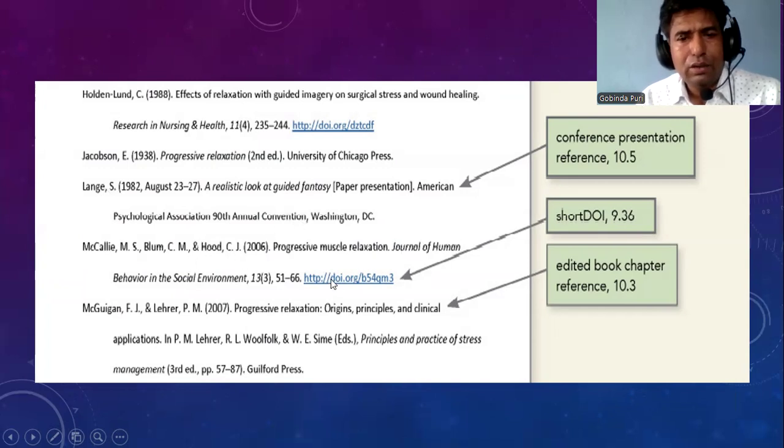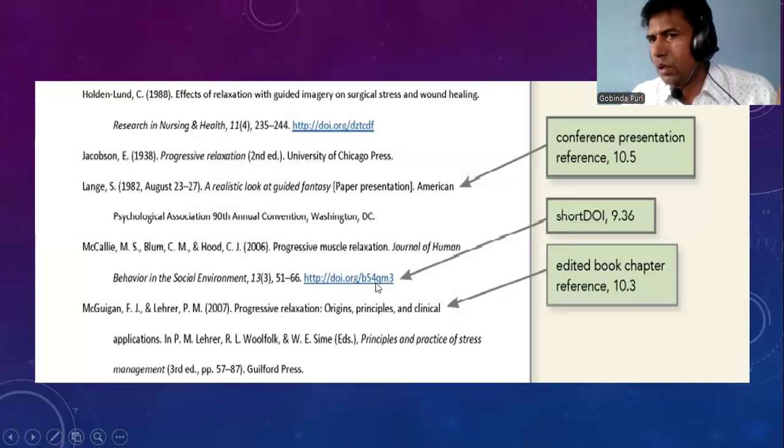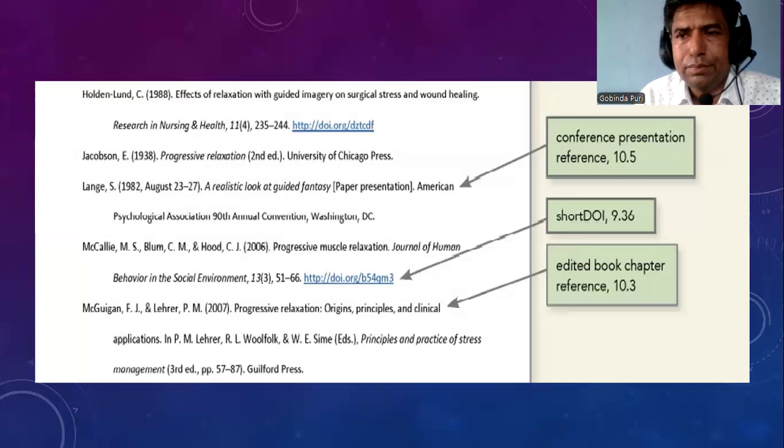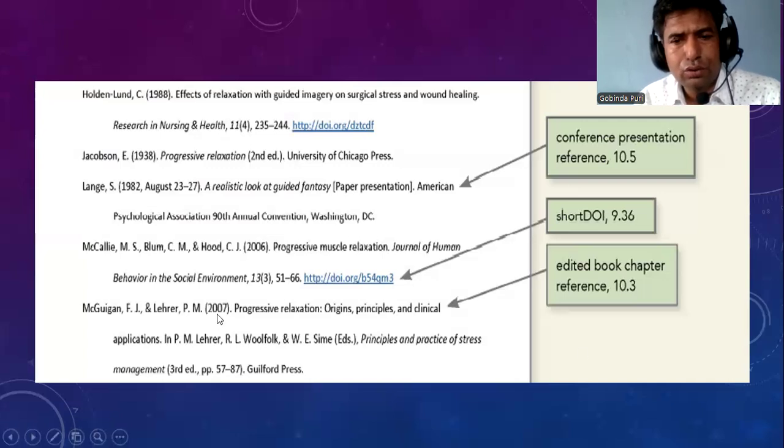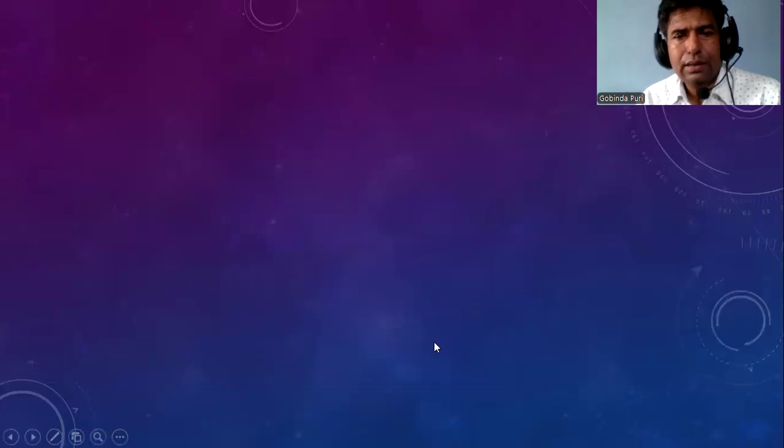Similarly, we need to write the shortened DOI. We should not write the whole full DOI. Better make a short one. And if there is an edited book chapter, we should do like this way. Look at here, right here. In this writer's book, in this title.